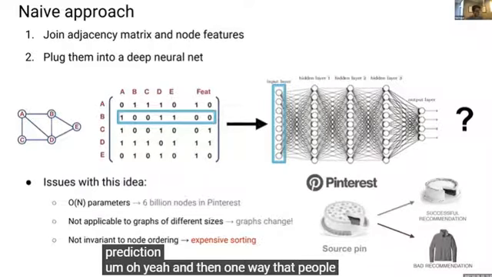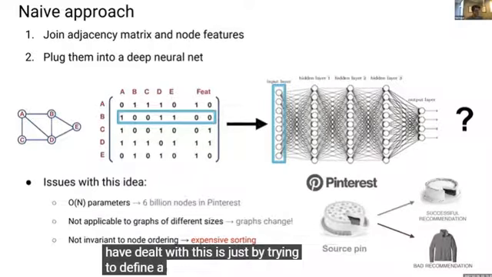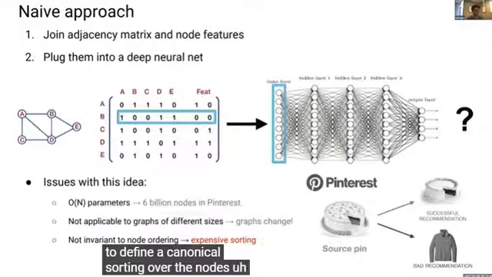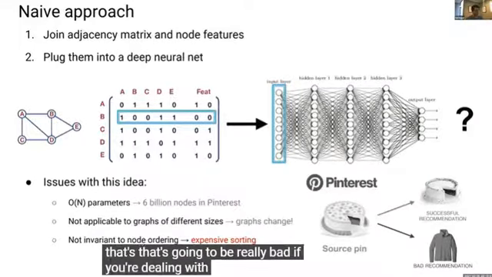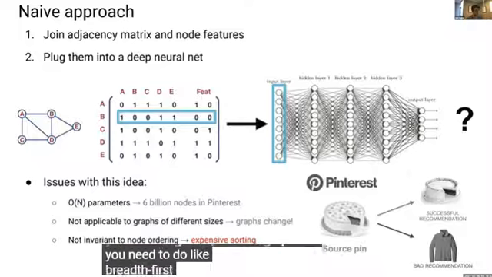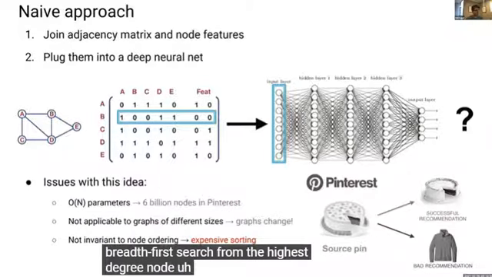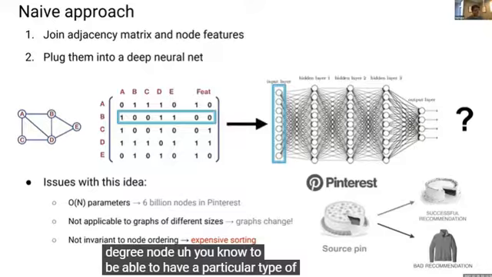Oh yeah, and one way that people have dealt with this is by trying to define a canonical sorting over the nodes. But again, that's going to be really bad if you're dealing with the Pinterest graph and you need to do breadth first search from the highest degree node to be able to have a particular type of node order.